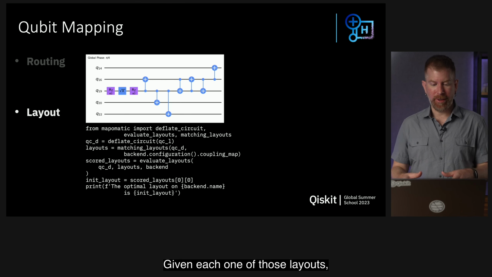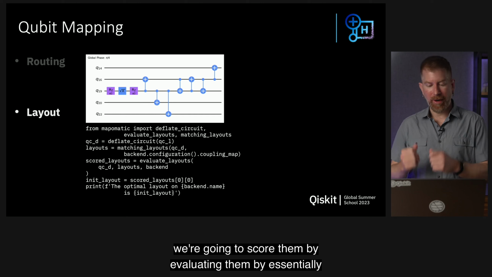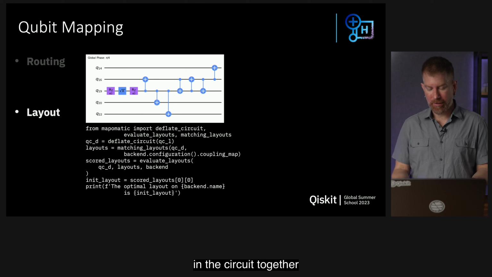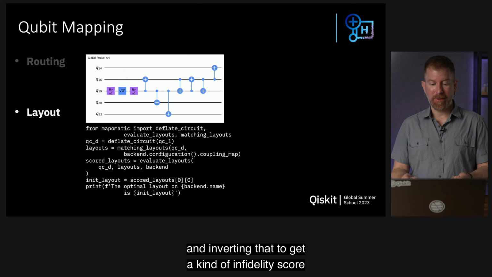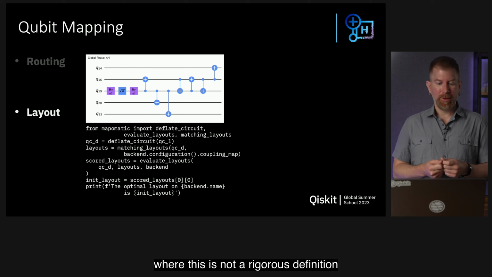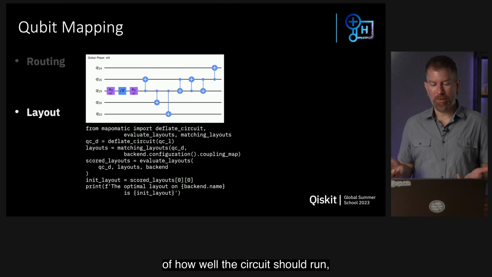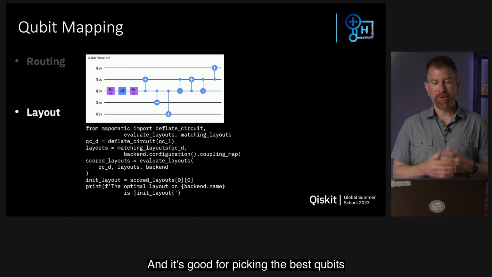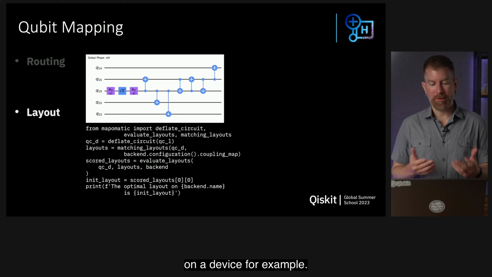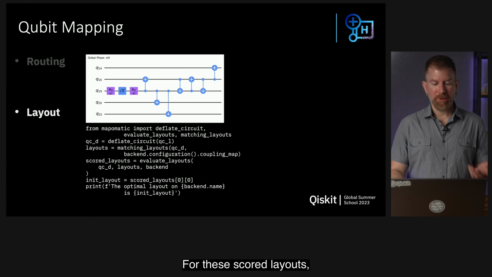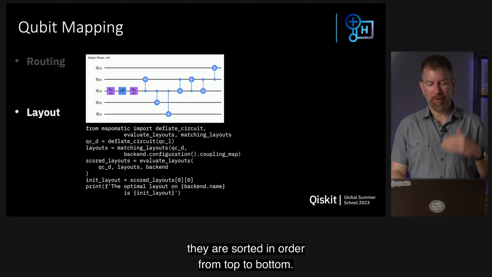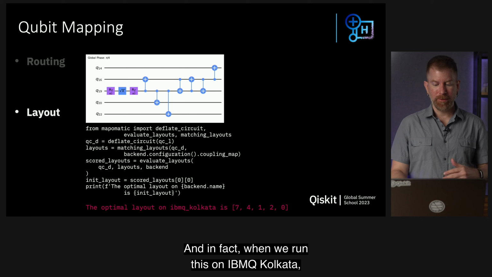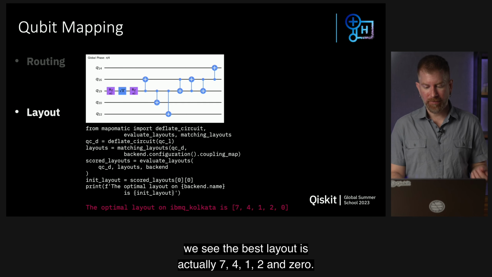Given each one of those layouts, we're going to score them by essentially multiplying the fidelities of all the operations in the circuit together and inverting that to get a kind of infidelity score. This is not a rigorous definition of how well the circuit should run, but it's a ballpark idea of how well you can do, and it's good for picking the best qubits on a device, for example. These scored layouts are sorted in order from top to bottom, so the first one is going to be the best layout. And in fact, when we run this on IBM Q Kolkata, we see the best layout is actually 7, 4, 1, 2, and 0.